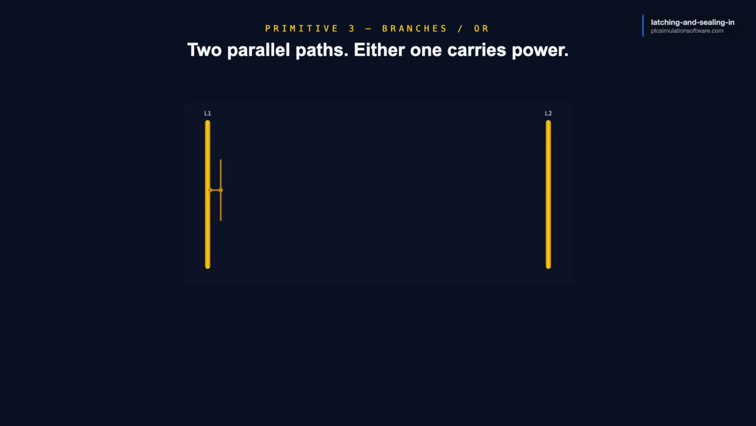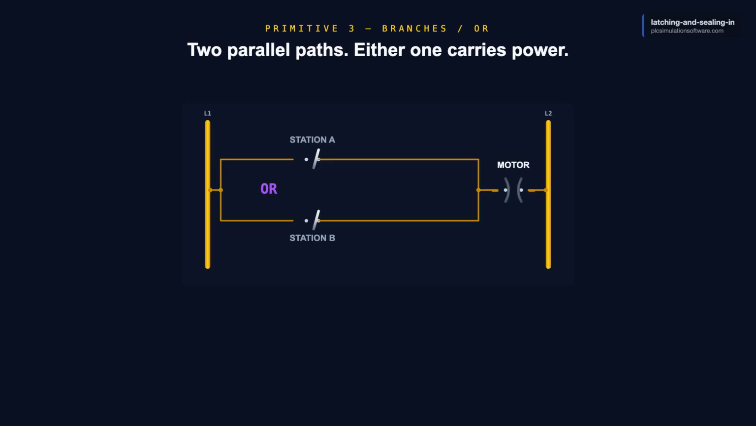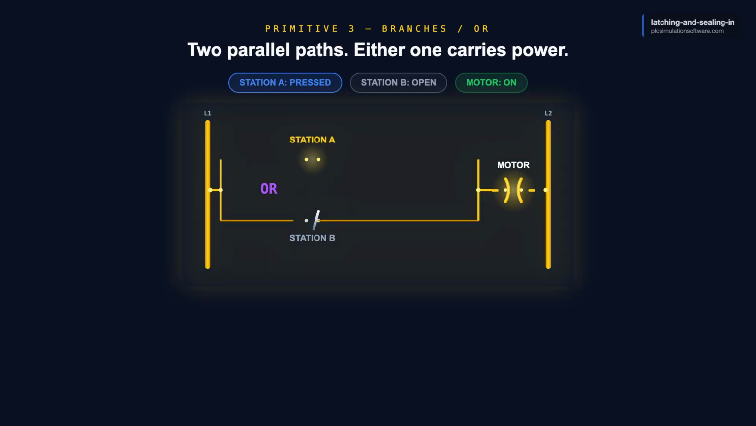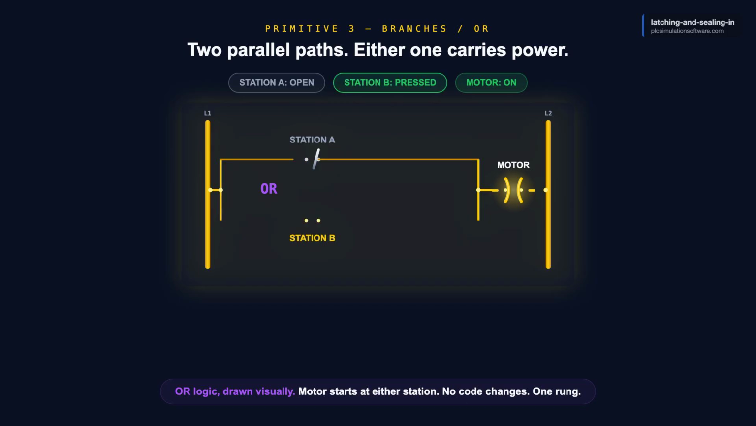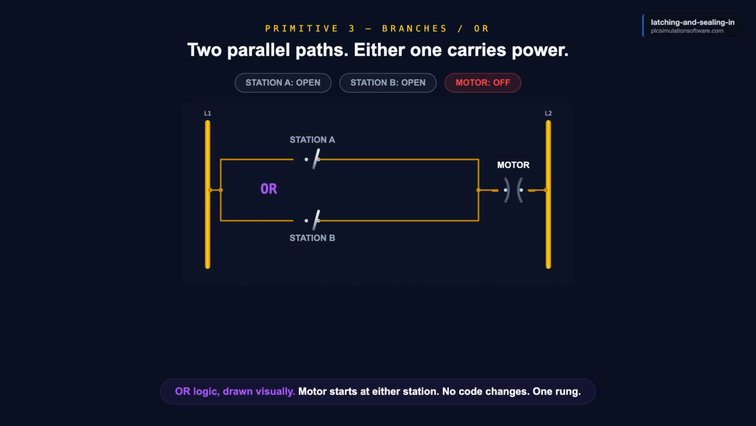The third primitive is the branch. A branch is 2 parallel paths on the same rung. Either path can carry power across. Each path can have its own contacts. If contact A is closed on the top path, power flows. If contact B is closed on the bottom path, power also flows. If both are open, power does not flow. This is OR logic, drawn visually.